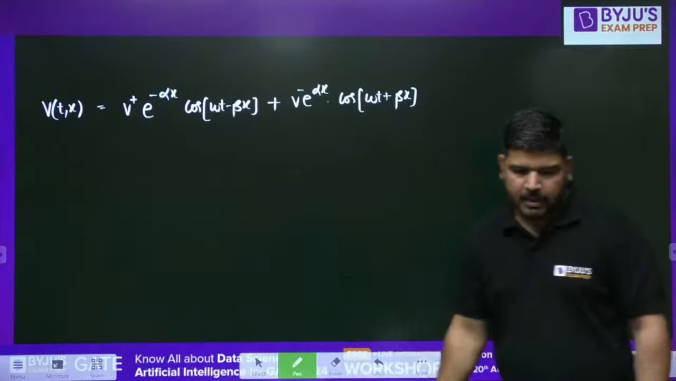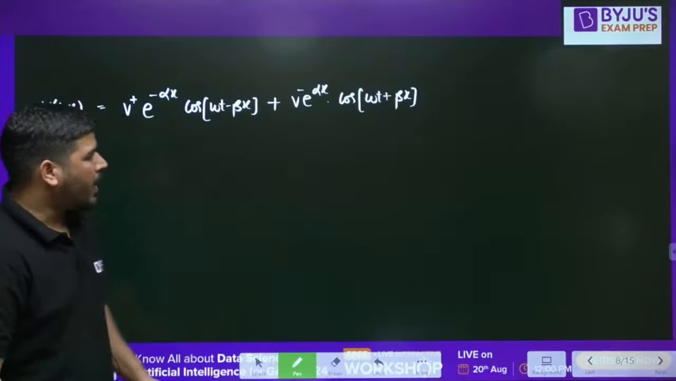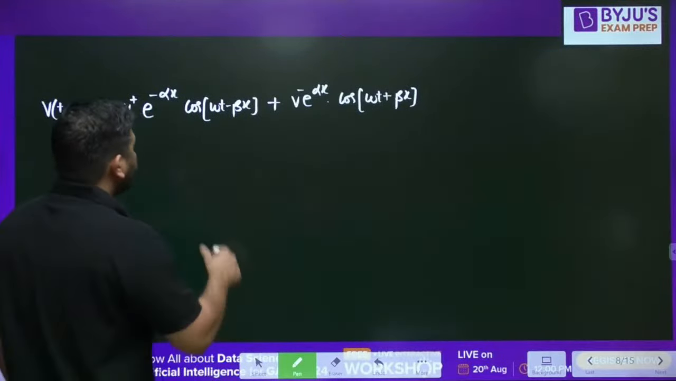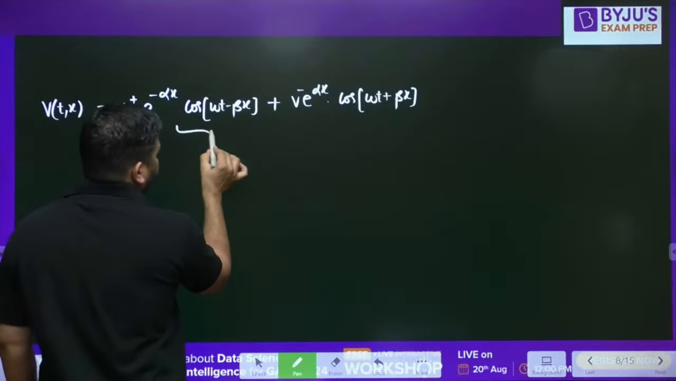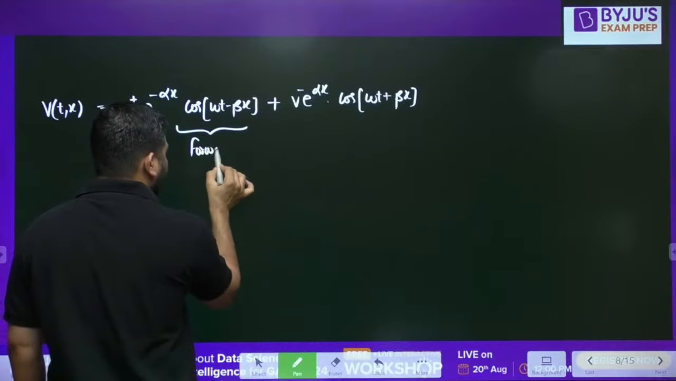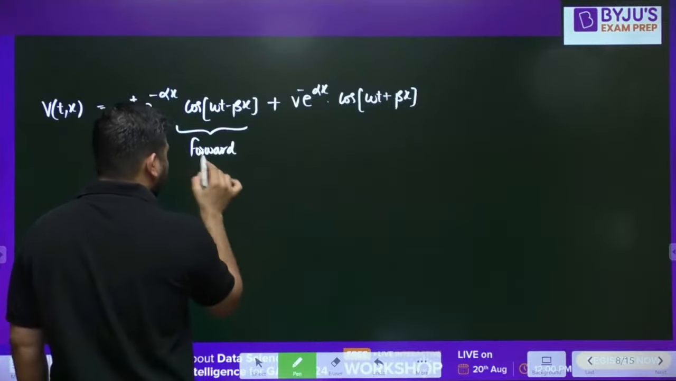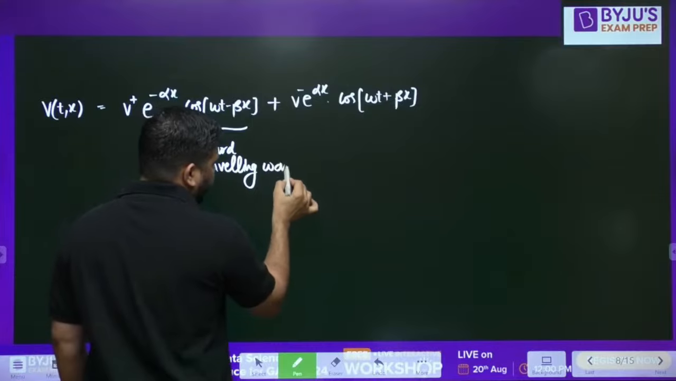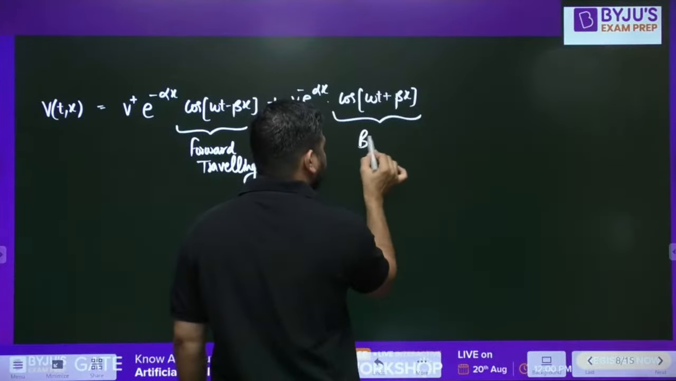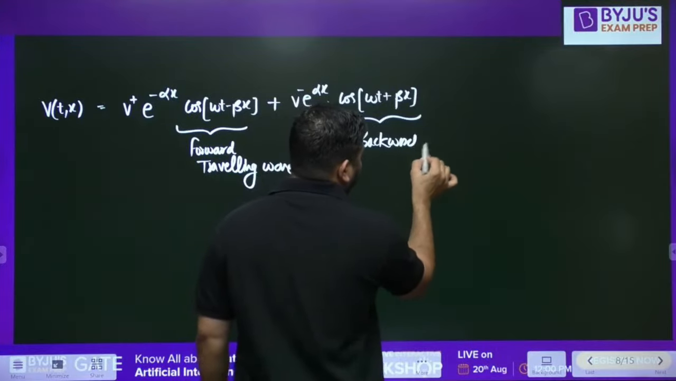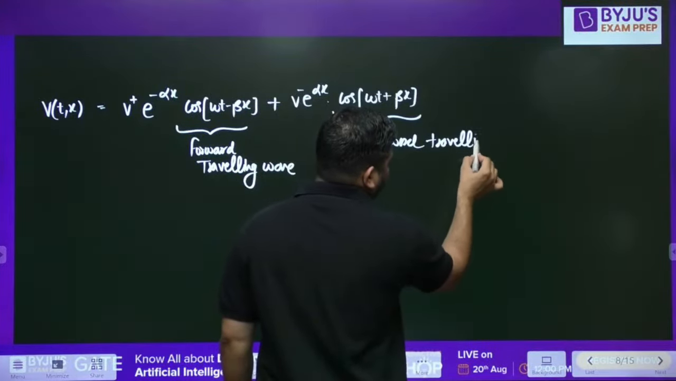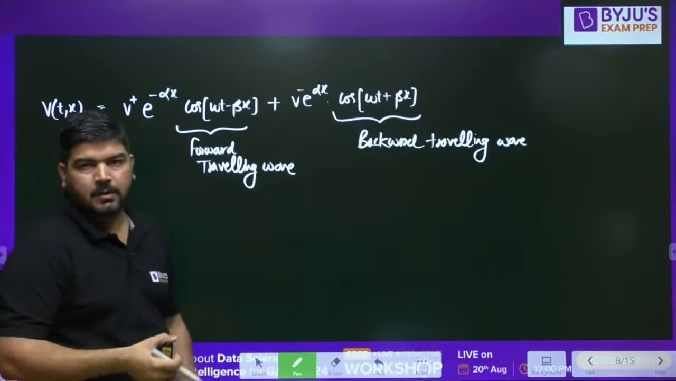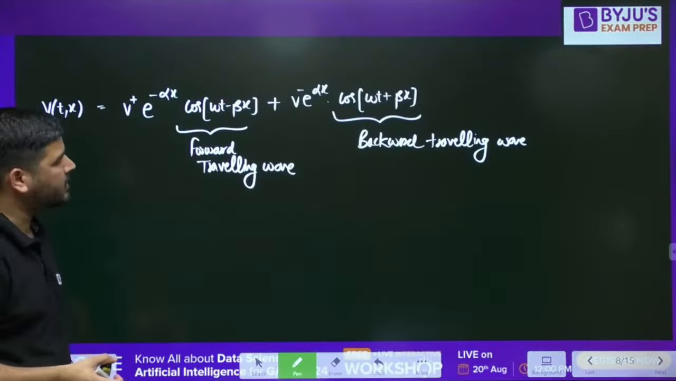On the long transmission line, this is the expression for the voltage. Now I have not derived it, but this is the expression. This represents a traveling wave, we call it forward traveling wave. This is the forward traveling wave, and this is the backward traveling wave. Okay, now let me show how it is changing with time and space.